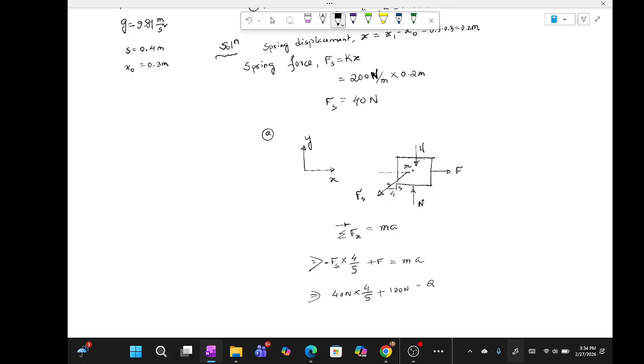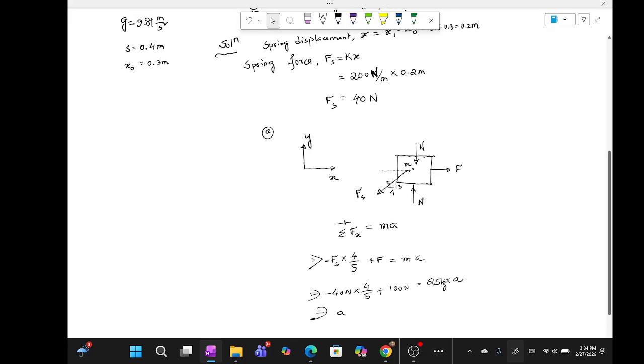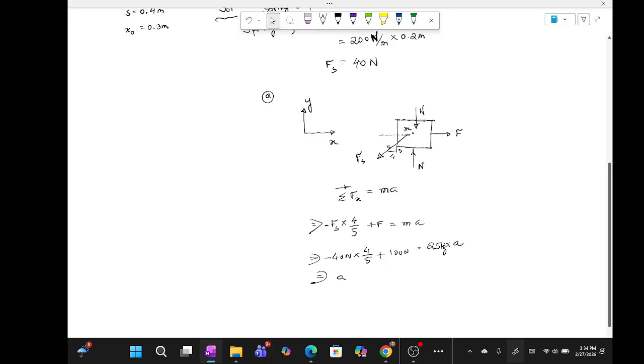What is the m again? Is it 25 kg? And what is this a? That's what you're trying to find, right? So I hope this is the math that you did, right? There's the negative before that, right? What is the value of a? So a should be equal. Let me put everything in a math form.